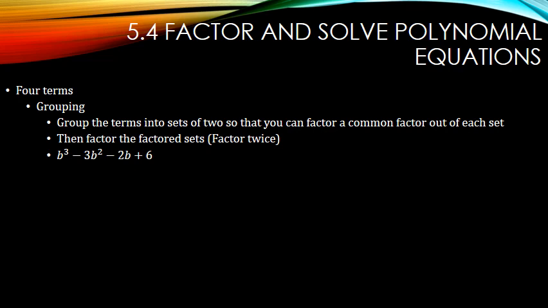Here's an example. Group. So I group the first 2 and the last 2. Something to point out. This is a minus 2b. I left the minus with the 2b and put a plus between my groups. So it's still b cubed minus b squared minus 2b plus 6. Always have a plus here. So if it's a minus, always make it plus a negative.